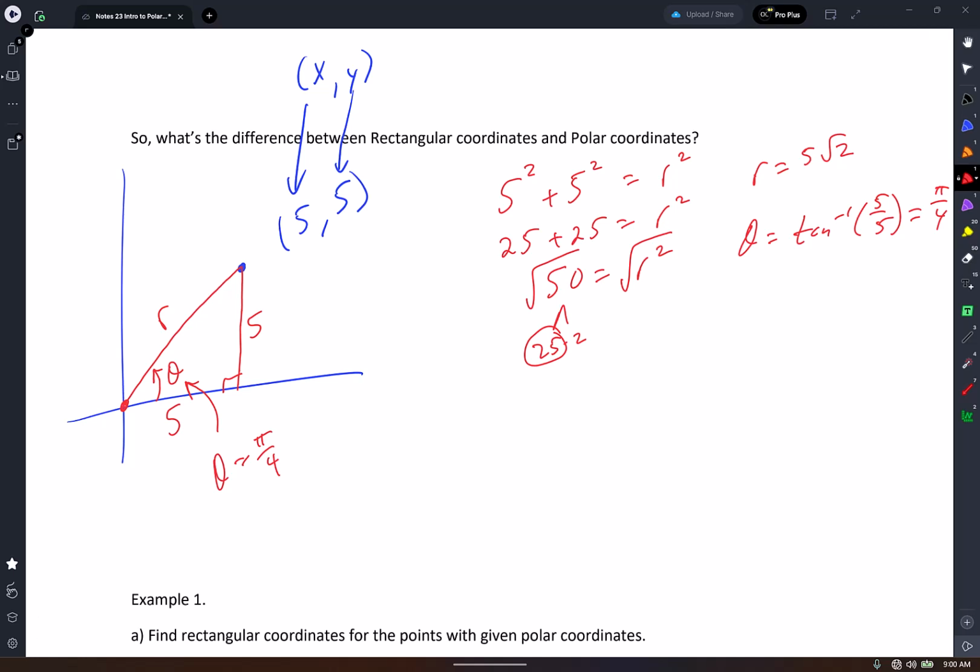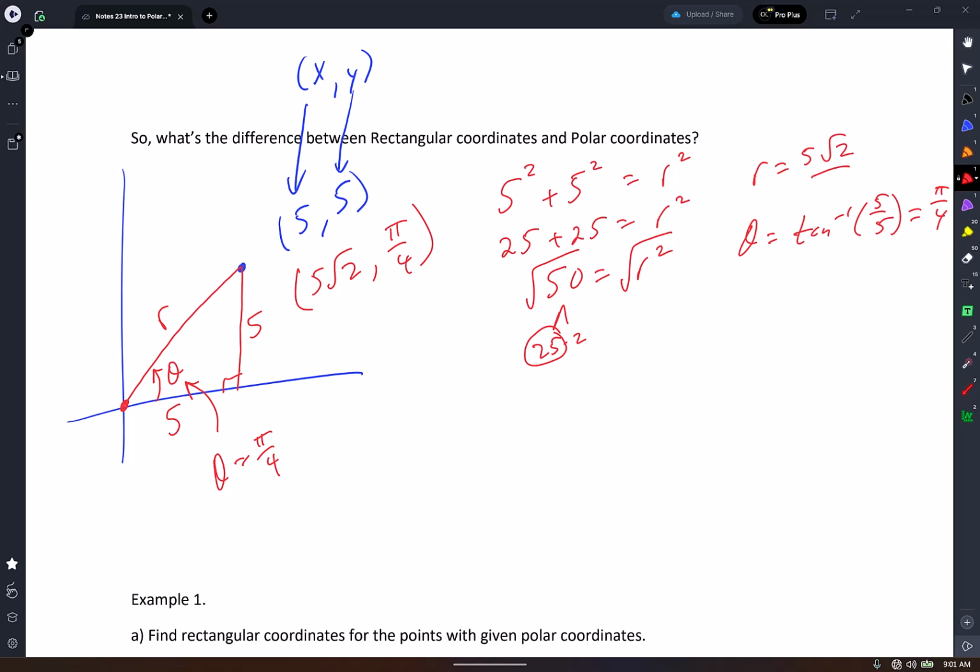Is there another way to do it? Yes, you could have done arcsine of 5 over 5 square root of 2, which is like saying arcsine of square root of 2 over 2 if you rationalize it. But there it is, guys. So what's the difference between rectangular and polar coordinates? Well, 5, 5 in rectangular in polar is 5 square root of 2, comma, pi over 4. How did you get 5 square root of 2? Well, I just did the Pythagorean theorem.